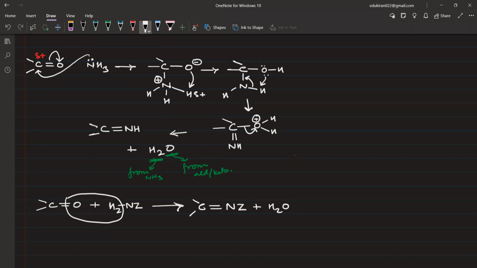Then maybe you can get what is proton transfer. This is proton transfer, this step. The oxygen atom is just taking the proton of the nitrogen atom. So the proton is transferring from nitrogen to oxygen. So the proton transfer is generally between two electronegative elements.